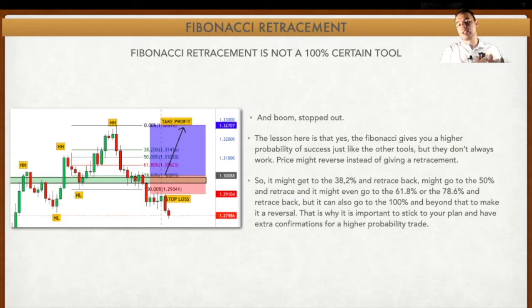So the lesson here is that, yes, Fibonacci gives you a high probability of success. Trend lines do it too, support and resistance does it too, but they don't always work. They work the majority of the time. And it also depends on if you put it in correctly. And like it says here, price might reverse instead of giving a retracement. So it looks like it's a retracement, but then it goes past 100%. You've entered too early, and boom, you got stopped out.